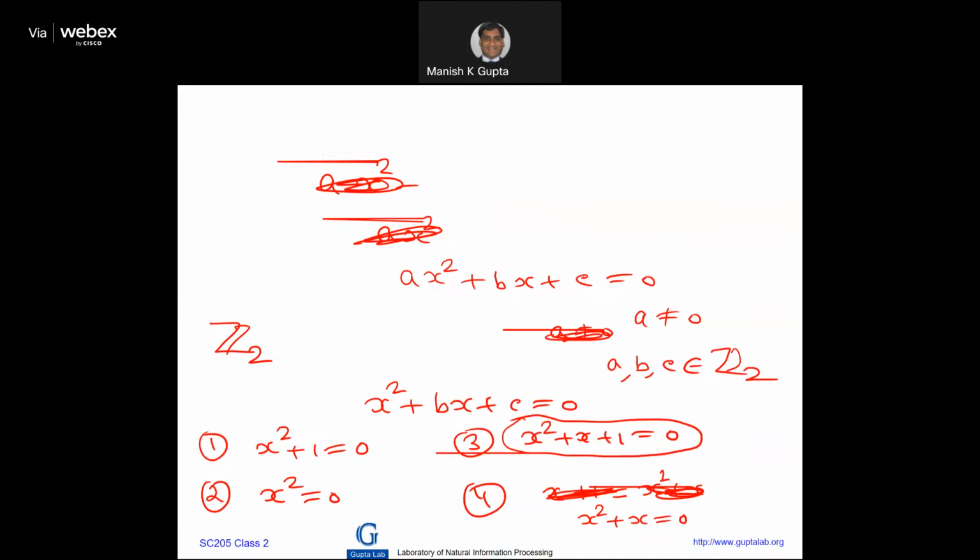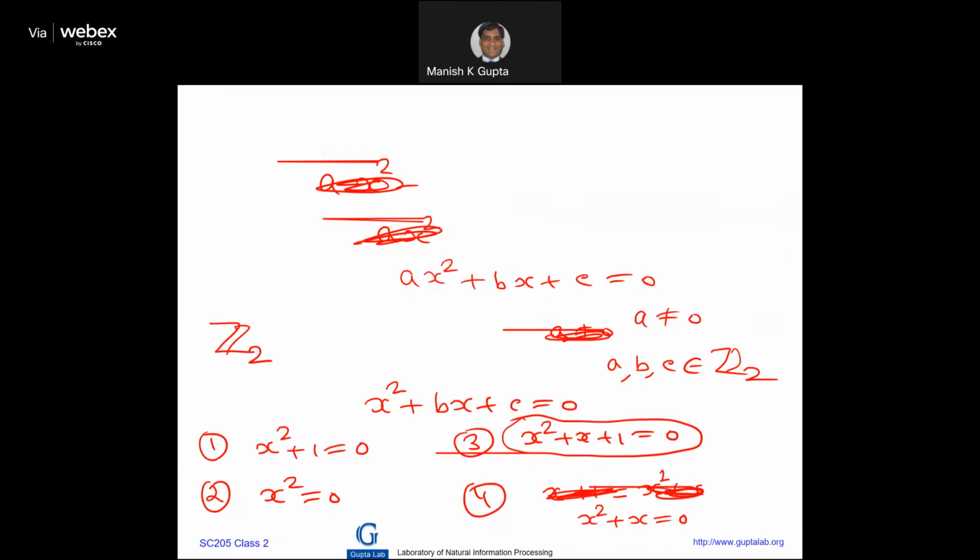If I put x equal to 0, what will happen? Not a root. x equal to 1: 1 square plus 1 plus 1 is 1, modulo 2. So 1, right? That means it is not a root. So this is the beautiful equation which can build everything. Just like x squared plus 1 over reals, here we have the equation x squared plus x plus 1 is equal to 0, right? So at least we found the equation.